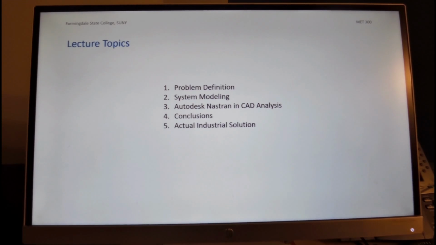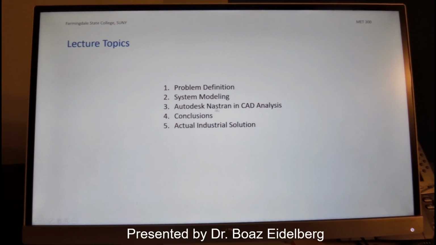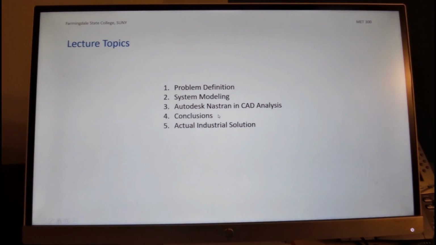We will look at the problem definition. We'll model the system. We'll use Autodesk Nastran in CAD analysis. We draw the conclusions of the analysis, and we'll take a look at the actual industrial solution which was used to solve this problem.